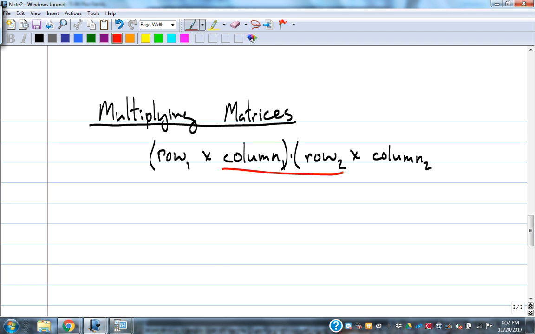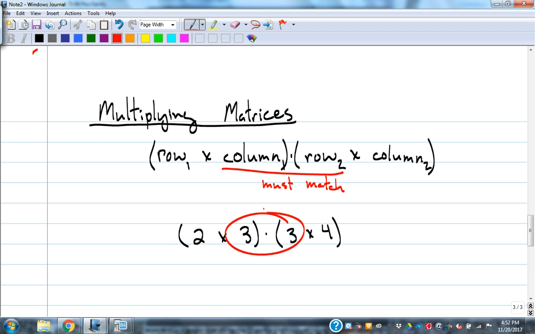What has to happen here is these two have to match. This has nothing to do with getting the answer. This is just deciding, can you even multiply them? It's like the addition rule where they have to be exactly the same size. With multiplication, the columns from the left matrix have to match the rows from the right matrix. It doesn't matter what the rows from the left matrix and the columns from the right matrix are. A legal multiplication would be a 2 by 3 times a 3 by 4, because these two match. The answer that you get will be a 2 by 4, coming from the outer numbers.